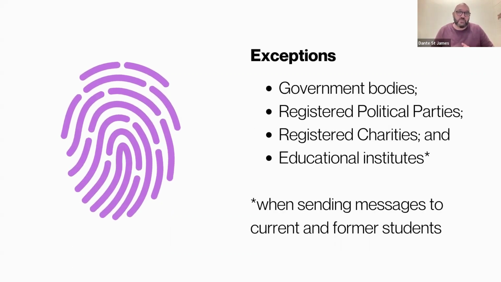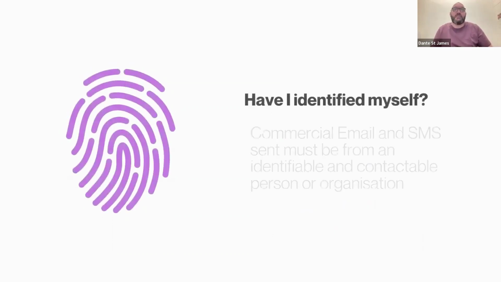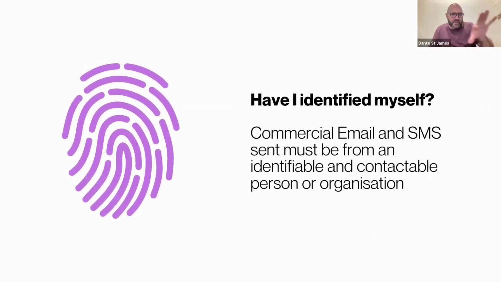Now, the exceptions to these rules are if you're a government body, a registered political party, a charity, or an educational institute in the context of sending messages to your current and former students only. These are the only exceptions to this Act. I'm assuming that none of you are these. You're a small business owner for profit, so you wouldn't count as any of these. But the question you have to ask then is, have you identified yourself? And I'm going to answer that other question more clearly very shortly: if I am collecting this data and they haven't opted in, what is my excuse?